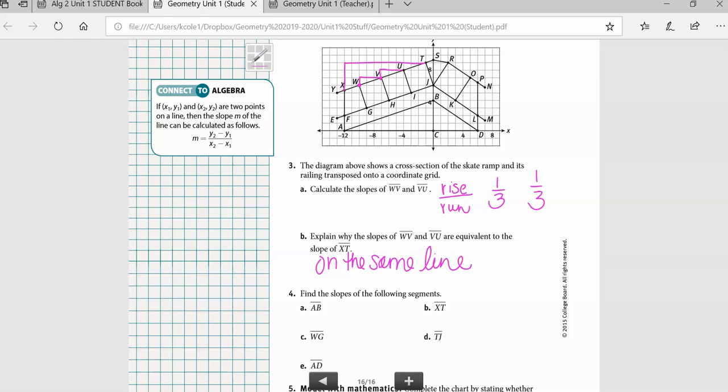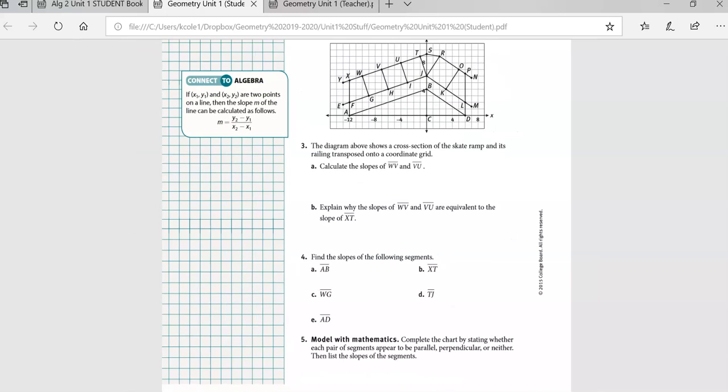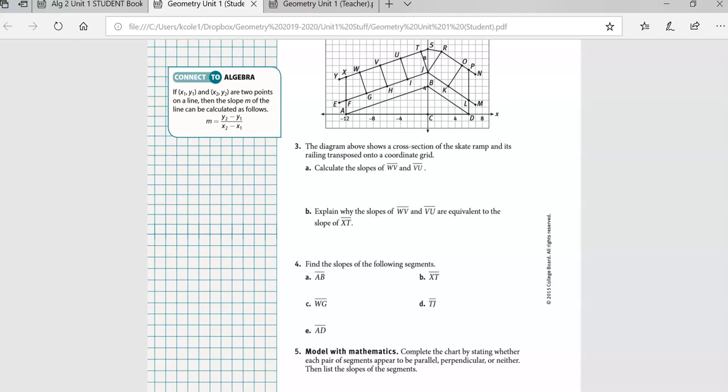Okay, then it asks you to find the slope of all of these different segments. I'm going to give you a second. I'm going to pause myself to give you a second to do that. Okay, if you need more time, just hit pause on your video so that you can finish that out without me giving the answers away to you.